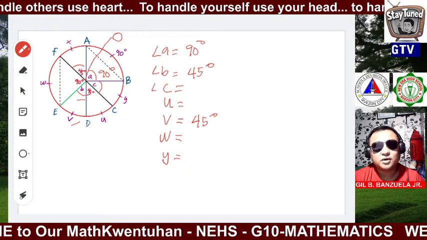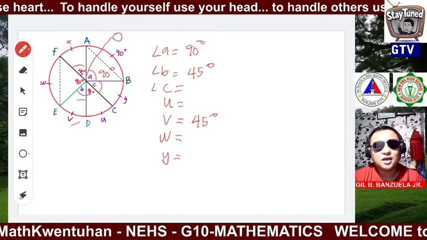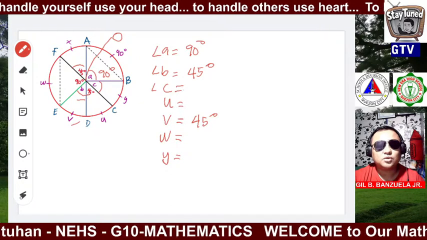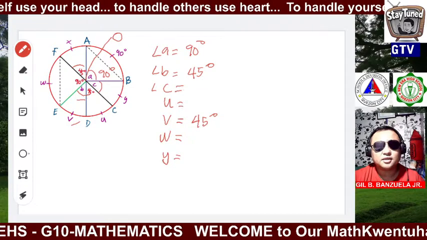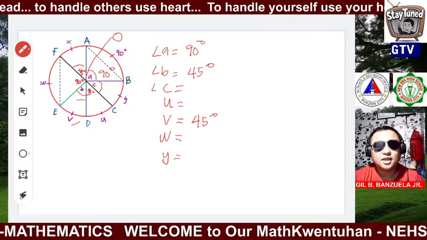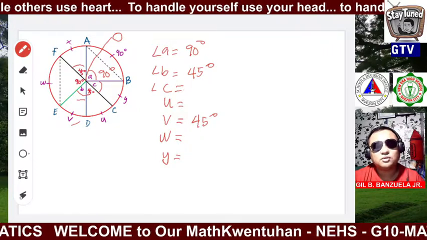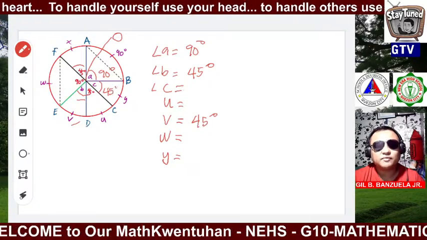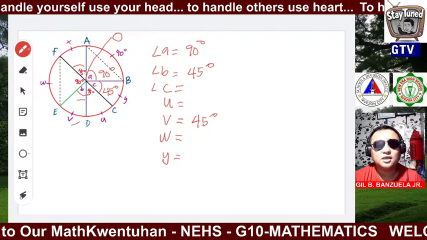Alright, so remember that line segment FOC is a diameter. So meaning, if this is equal to 180 degrees, ito ring kabila ay 180 degrees. So therefore, supplementary yung angle A, angle C, at angle AOF. So, ano na lang kulang natin to make it 180? Of course, kailangan 45 degrees din yan. So, 45 plus 45, 90 plus 90, 180.